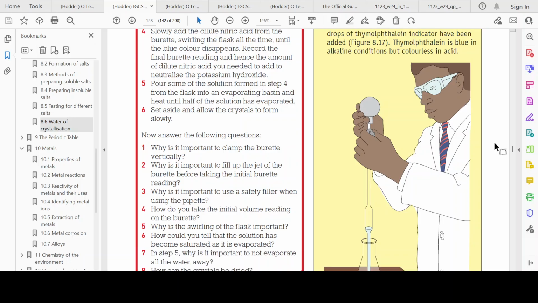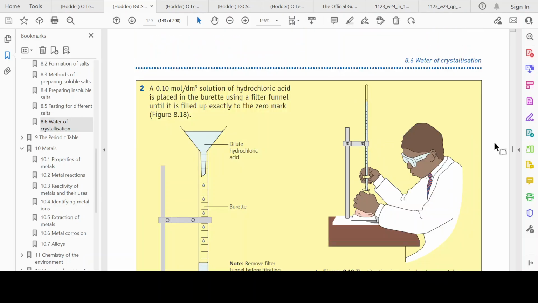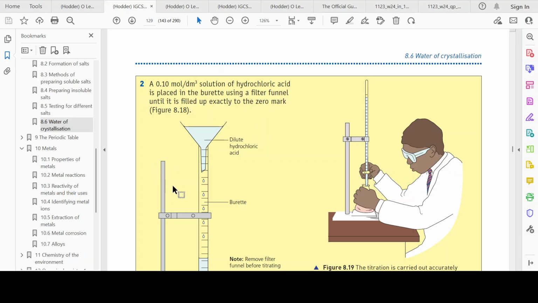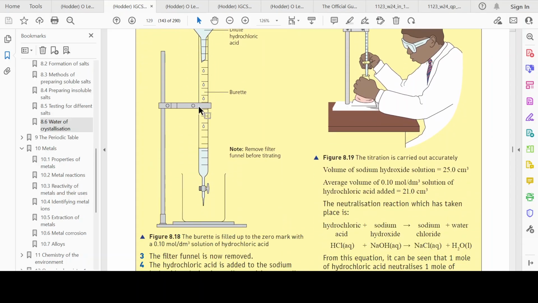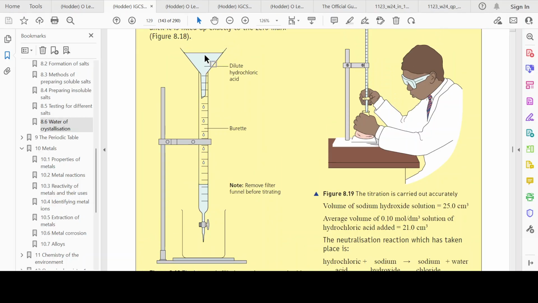So when the color change starts, when it goes from blue to colorless, that is the neutralization point, and you have to be slow while adding. So step 2 is you add 0.1 mole per decimeter cube solution of hydrochloric acid into a burette using a filter funnel, and it is filled up to the 0 mark. Remember, for the burette, the marking starts from the top. You have to fill it from the bottom all the way up to the 0 mark. The meniscus of the liquid should be at 0.